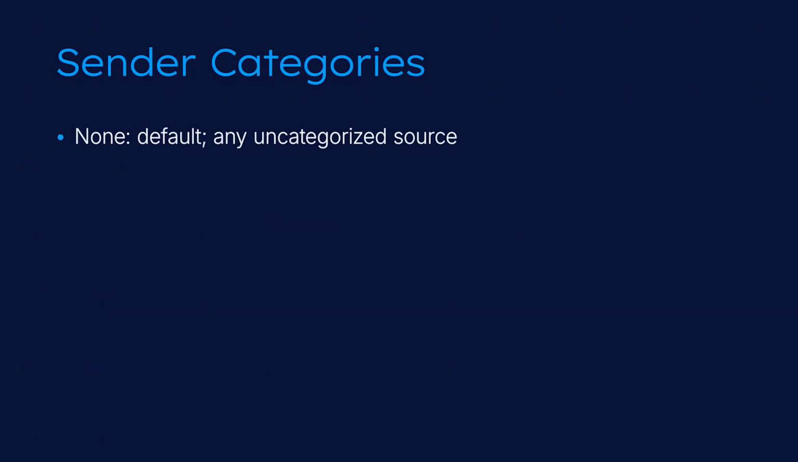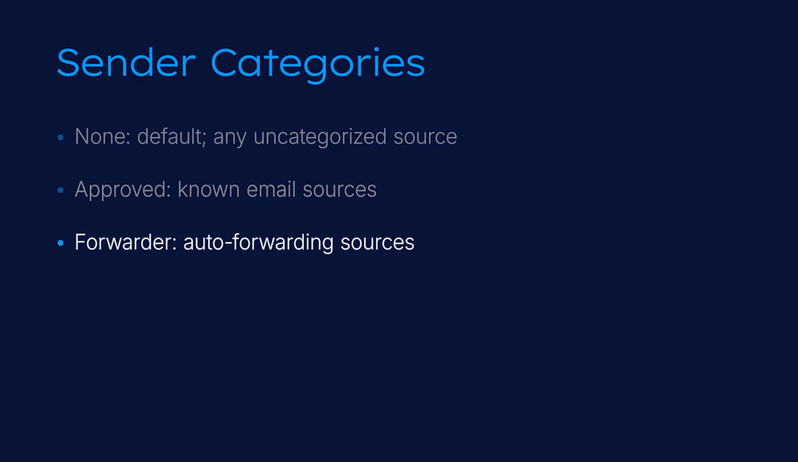None is the default category. This is for any email source that hasn't been categorized yet. Also, any new email sources that show up over time will be set to none in your reports. Approved is for known email sources that send emails for your organization's domain and will be listed in your authorized senders report. They're usually the same senders that are listed in your domain's SPF record.